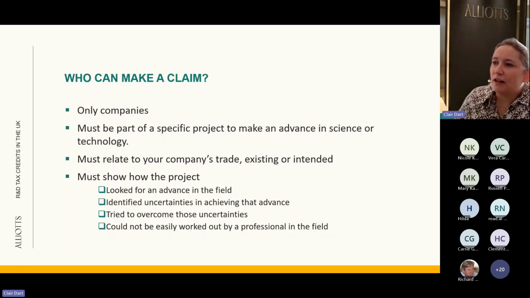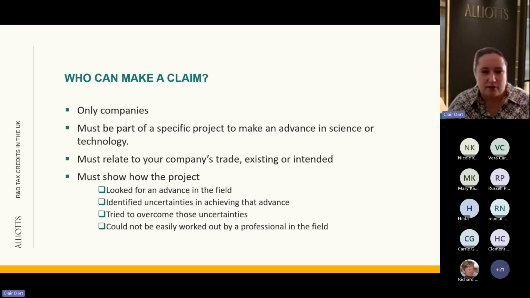And finally, like I mentioned before, it has to be something that you couldn't easily work out. So something that a professional working in that field couldn't readily deduce and conclude that actually, yeah, that's how we do it. Because otherwise it really isn't R&D.